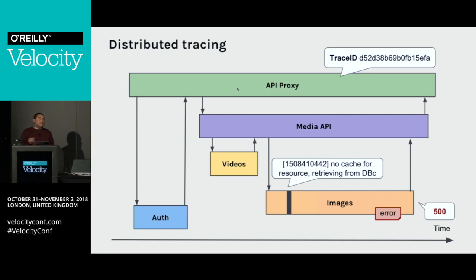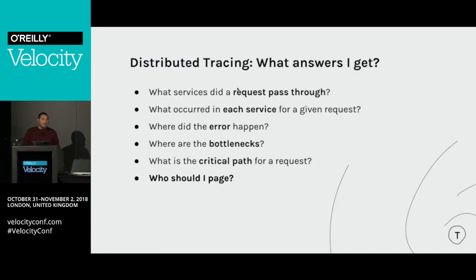And you can enrich your data with annotations. You can say, OK, this error happened here. This specific operation happened in this host. You can enrich all this information. This is in contrast to traditional monitoring, which focuses on individuals, on each service, rather than on the use case, right? So let's see what answers I get from distributed tracing.